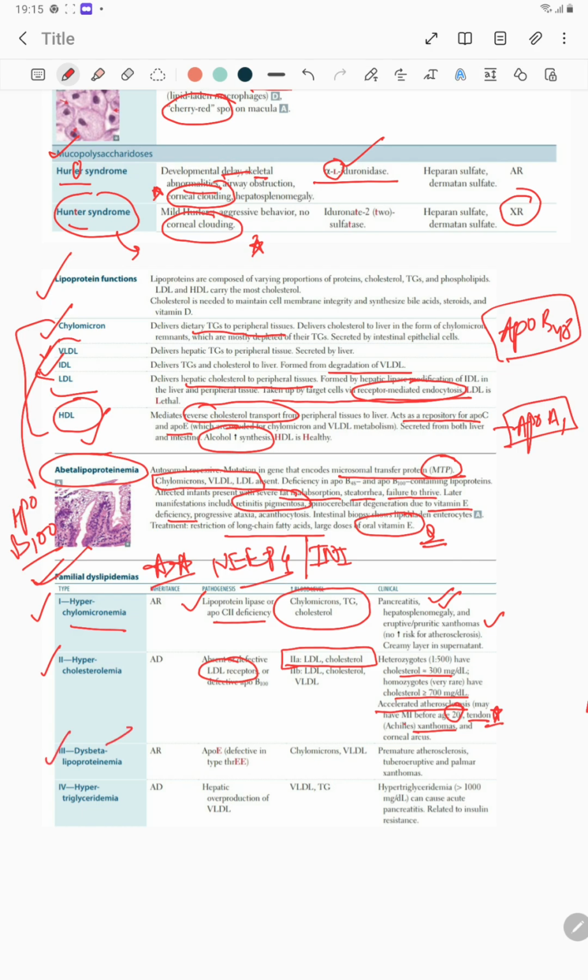Type 3 is the ApoE defect, with chylomicron and VLDL increase, also called broad beta disease. Type 4 is hypertriglyceridemia, where we have hepatic overproduction of VLDL cholesterol. Hypertriglyceridemia can cause acute pancreatitis, and it is also related to insulin resistance.